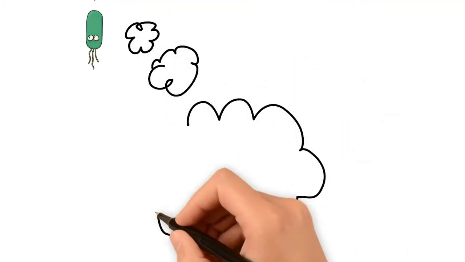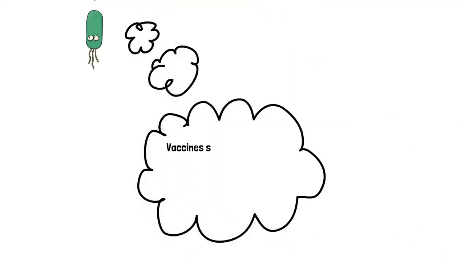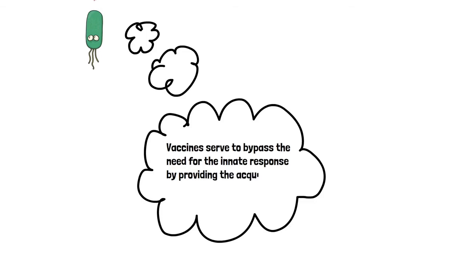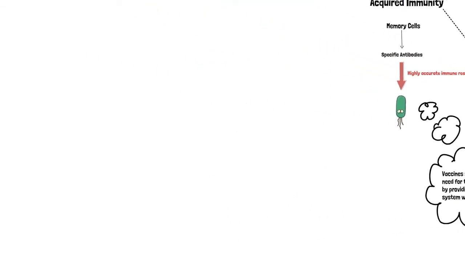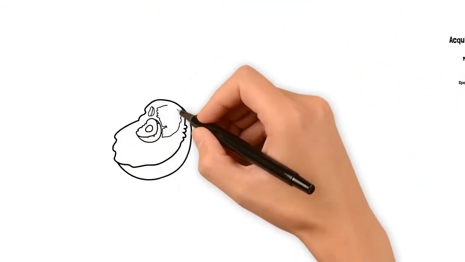Vaccines are injections of antigen into the body so the acquired system can develop antibodies to the antigen before the person is exposed to the bacteria or virus. That way, when the person is later exposed, the antibodies are ready to go and the person does not become ill.